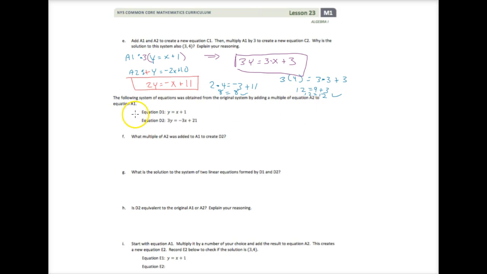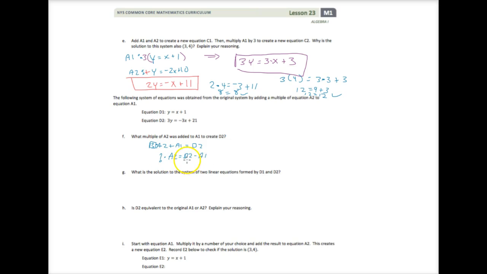The following system of equations was obtained from the original system by adding a multiple of equation A2 to A1. That sounds painful. It says, find what multiple of A2 was added to A1 to create D2. In other words, some number, we'll make this a question mark, times A2, plus A1 equals D2. Well, if we do some algebra the way that we're used to, what we would like to do is move the A1 out of the way. So some multiple of A2 equals D2 minus A1.